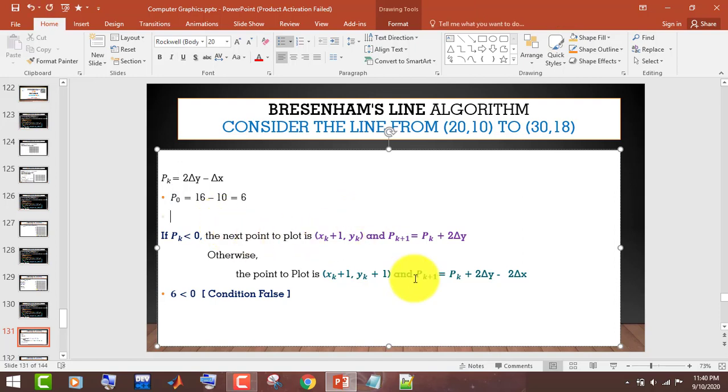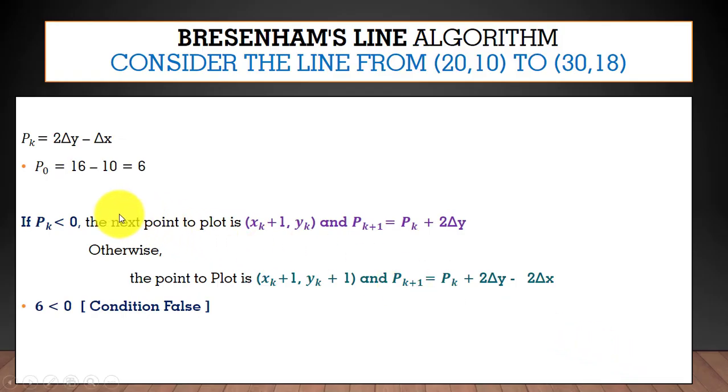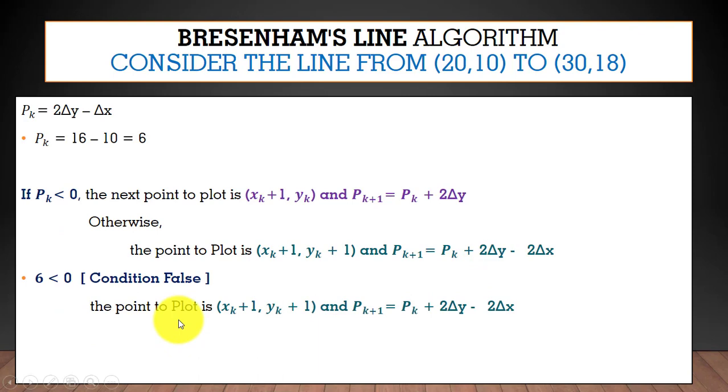Initially we will take the value 0, so the value of p0 that we calculated is 6. So the next step is we will check whether this value is true or false according to the given statement. So here you can see 6 is not less than 0, so the condition is false. If the condition is false, then we will use this. So the point to plot is this one.